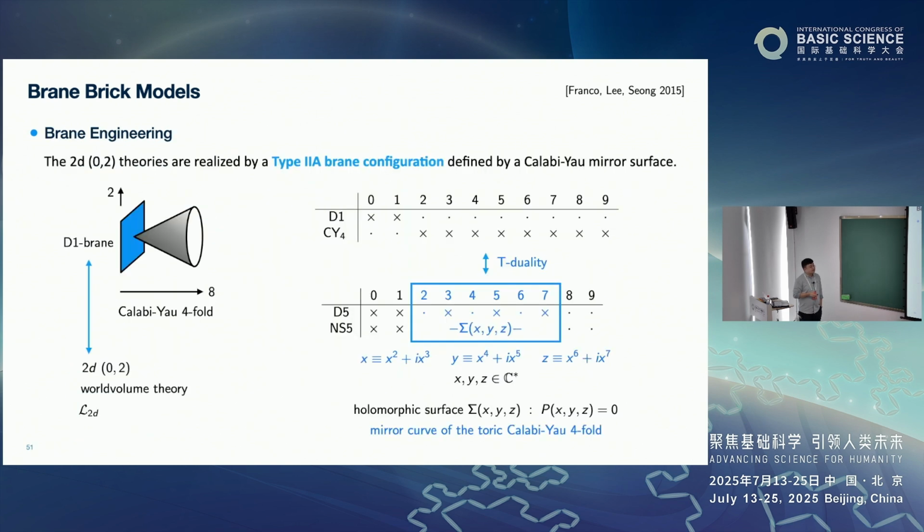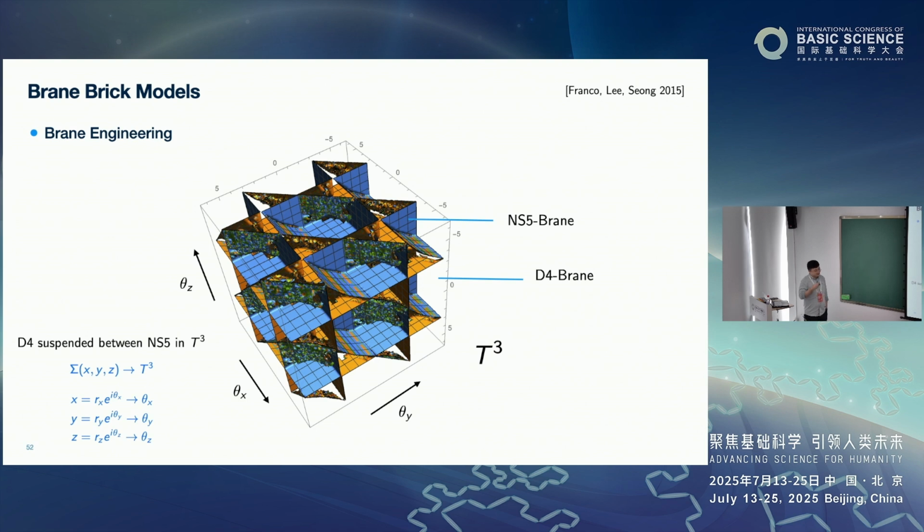So at the moment, I'm just looking at the single D1 brane probing this Toric Calabi-Yau fold. I can obviously have n D1 branes or fractional branes. I'm not considering that at the moment. I'm just looking at the simple example. Obviously, the generalization is possible. The computation obviously will become more difficult.